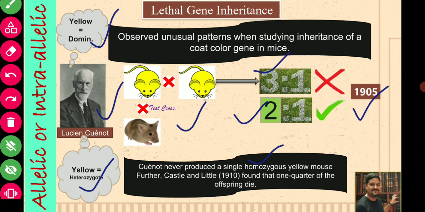Further, in the year 1910, Castle and Little found that 1/4 of the offspring die in the cross performed by Cuénot. From there it can be understood that when homozygous yellow mice are produced, they die. From there, the concept of lethal gene came out. So under this backdrop, we will see what a lethal gene is.